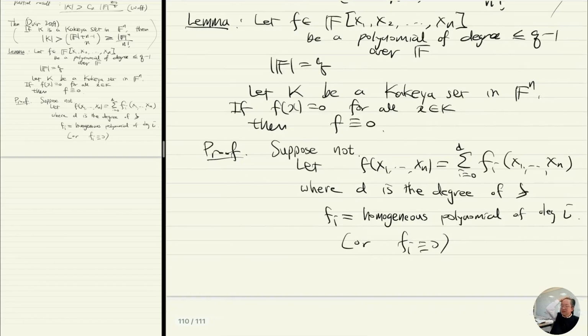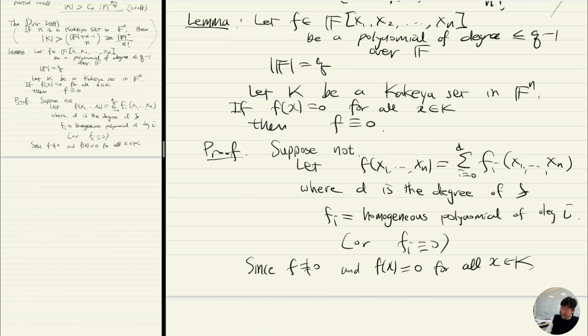Right? So I have some of these homogeneous polynomials. And since f is a non-zero polynomial, and f of x is 0 for all x in K, does that mean d is positive?